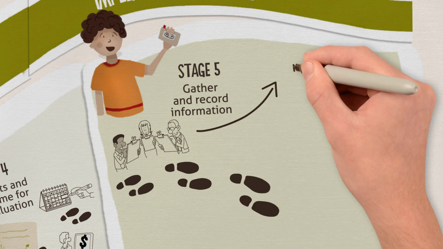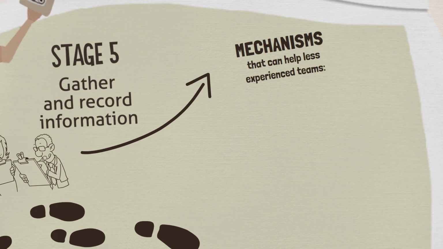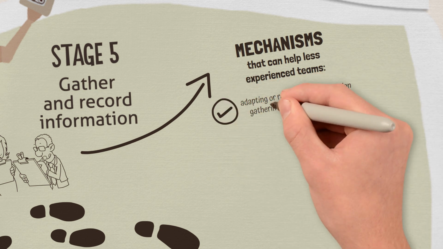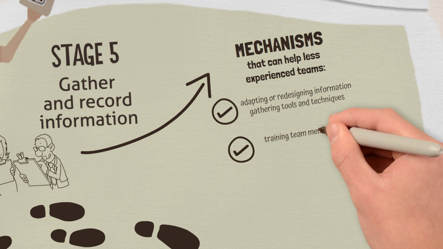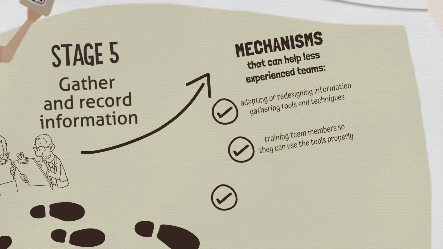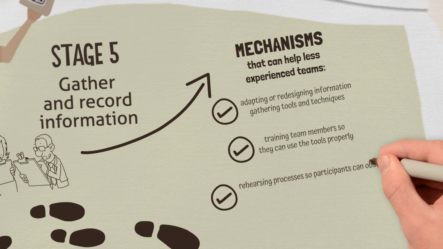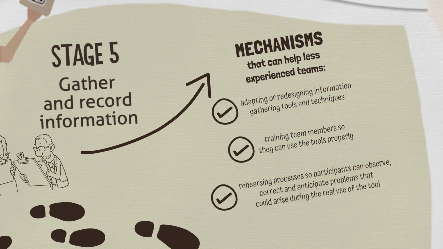For this reason, participatory evaluation uses mechanisms that can help less experienced teams. 1. Adapting or redesigning information gathering tools and techniques. 2. Training team members so they can use the tools properly. 3. Rehearsing processes so participants can observe, correct, and anticipate problems that could arise during the real use of the tool.